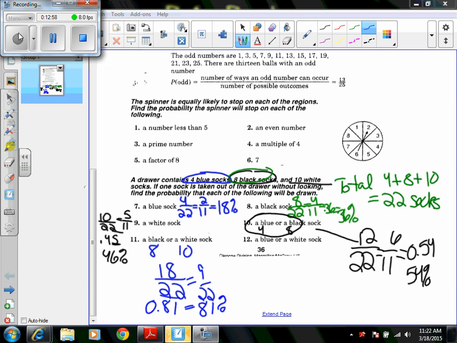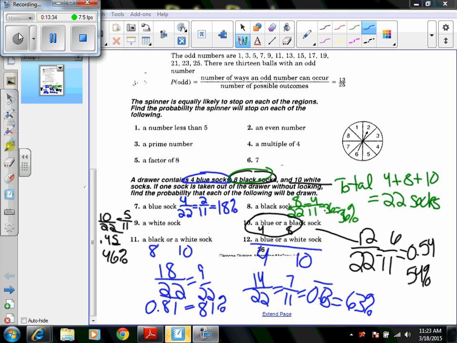All right, and our last one, probability of drawing a blue sock or a white sock. Well, I have 4 blue socks and I have 10 white socks, so my probability is 14 out of 22, which reduces to 7 11ths. When I divide, I get 0.63 repeating, and that changes to 63%.